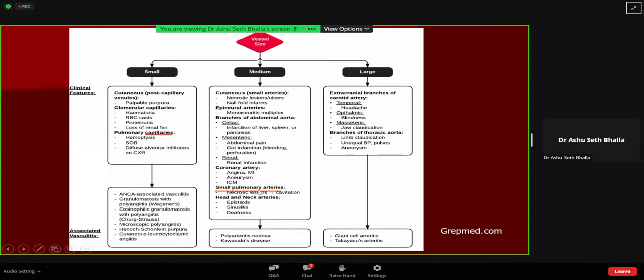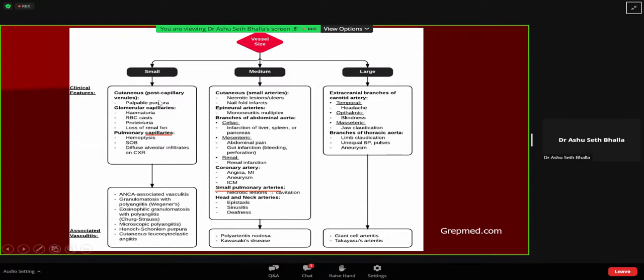What if pulmonary artery branches are involved? Then you can get mass-like lesions or focal lesions. Head and neck involvement gives rise to epistaxis, sinusitis. So this group is basically PAN and Kawasaki.